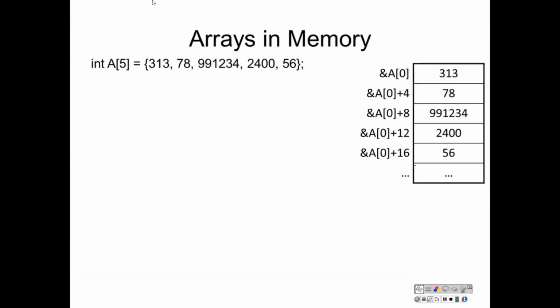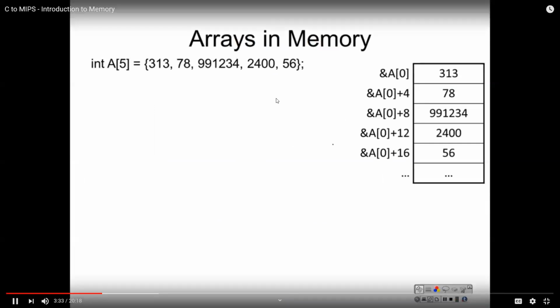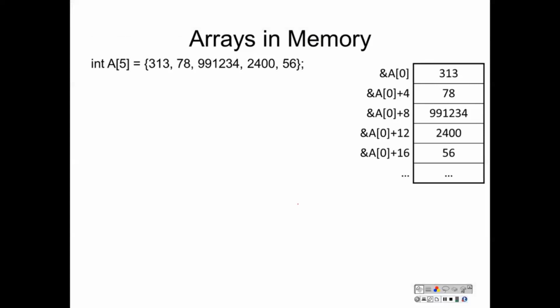Let's consider now how arrays are laid out in memory. Arrays are put in memory in the order in which the array elements appear. Here's an integer array with 5 elements declared in C and initialized to these values, 313.